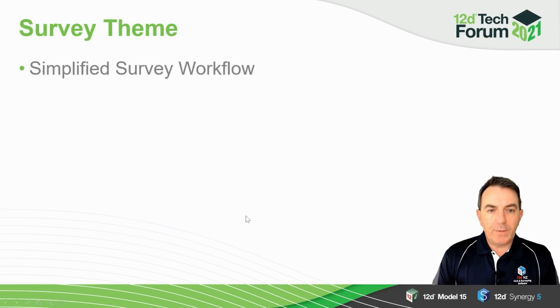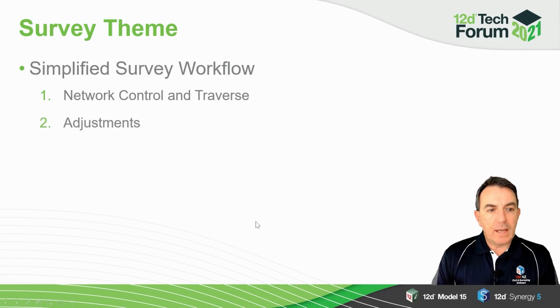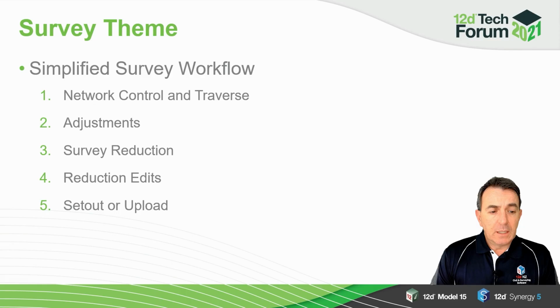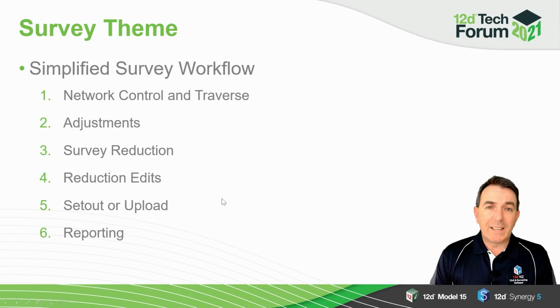A simplified survey workflow. Well, you might start with your network control and your traversing. Then you may adjust that network control. Then you do a survey reduction on that control that's been positioned properly. You do any edits to the survey reduction. You would set out or upload any data that's ready to be taken back out to the field. And last off, you would want access to all of your reporting. For example, your QA reporting, check as built points versus design points, and so on and so forth.